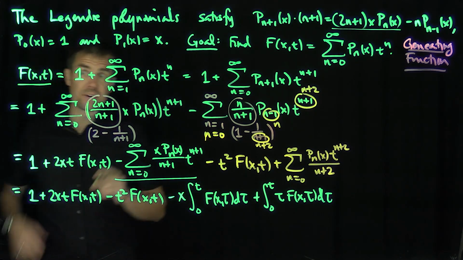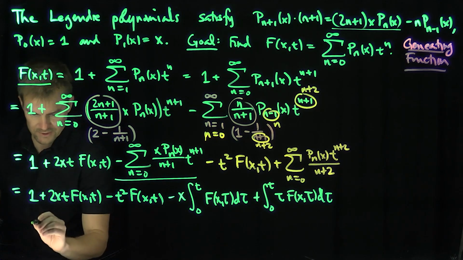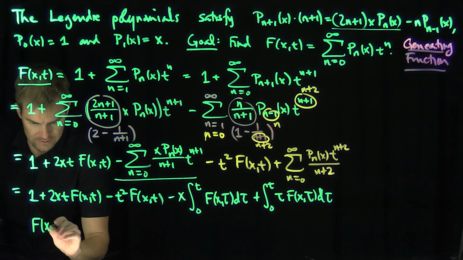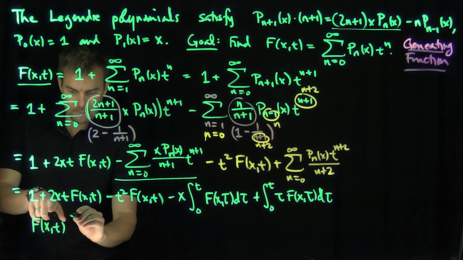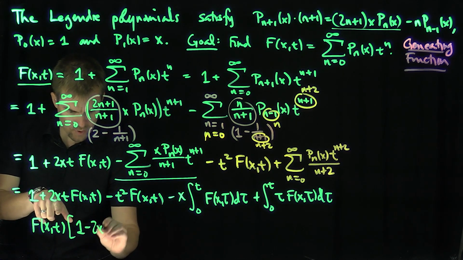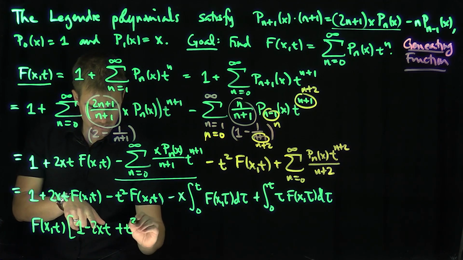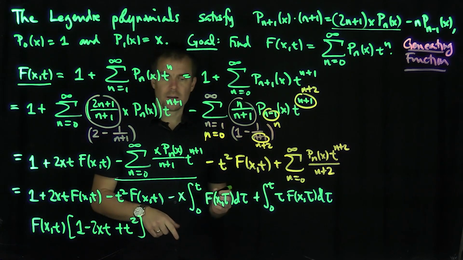Excellent. And so now we're in great shape, because now all this expression is equal to f. So I have an integral equation for the generating function. And now I'm going to put everything on one side. So this tells me that f of xt, I have one of them over there. I have a 1, then a minus 2xt, and then a plus t squared, like that, is equal to what?